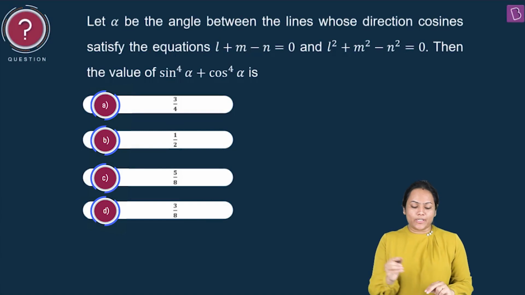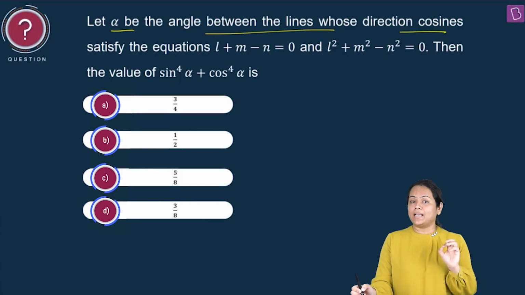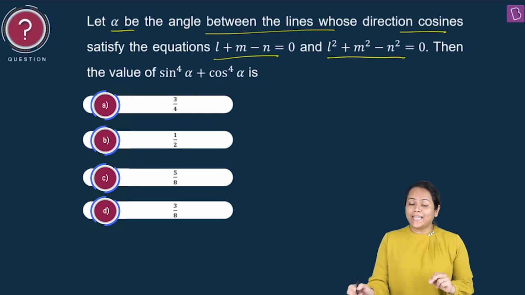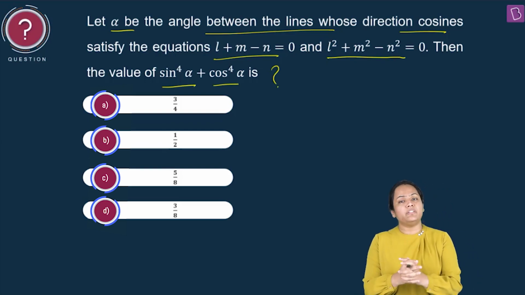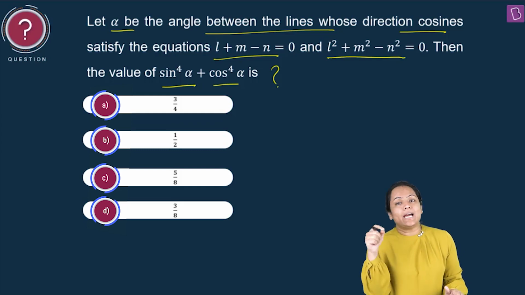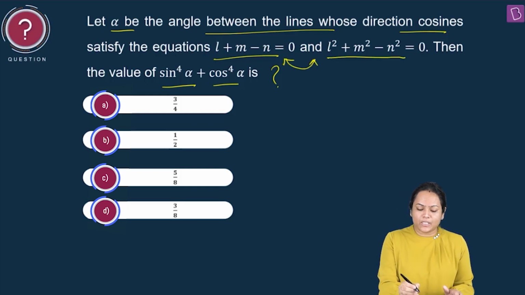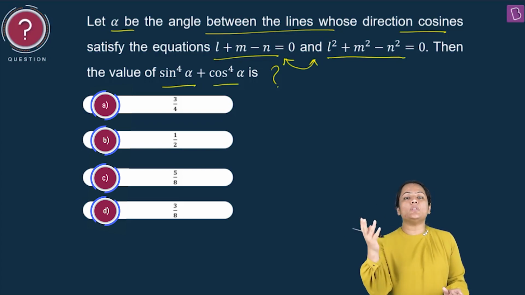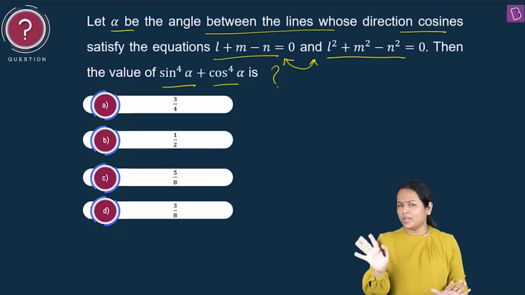Well, in this question, it's saying that alpha be the angle between the lines whose direction cosines satisfy the equations L plus M minus N is equal to 0 and L square plus M square minus N square is equal to 0. Then what is the value of sine alpha raised to 4 plus cos alpha raised to 4? So this question definitely was from 3D. To find the angle alpha, I have to basically solve these 2 equations and get the values of L, M and N, which are the direction cosines, right? And if I get the values of L, M and N, I have to apply the angle between 2 lines formula. I hope you can recall that part.